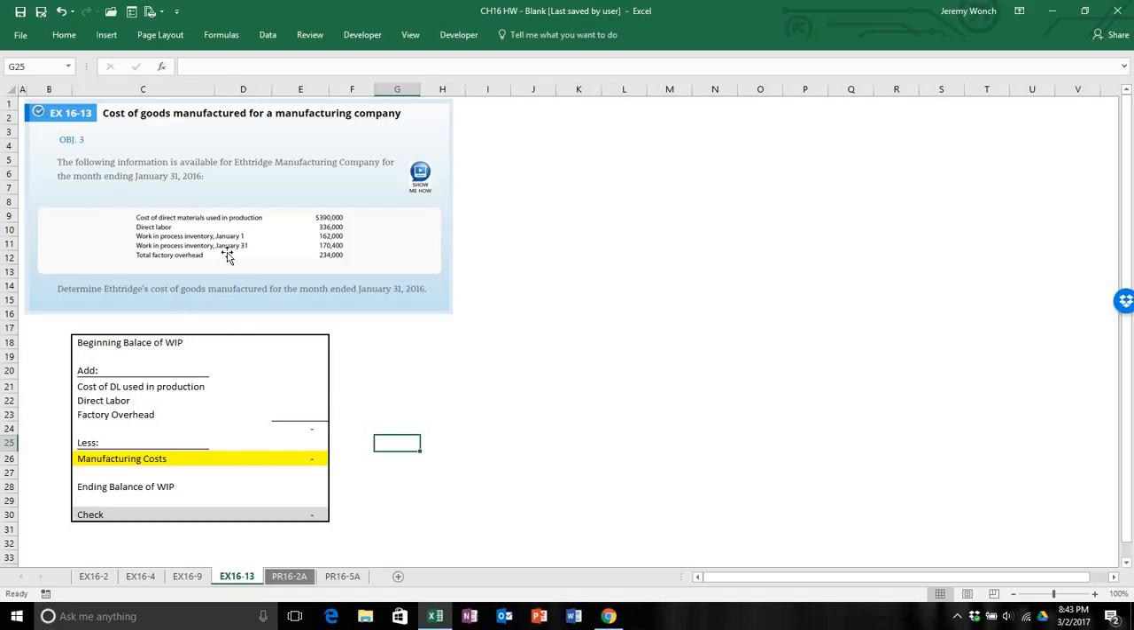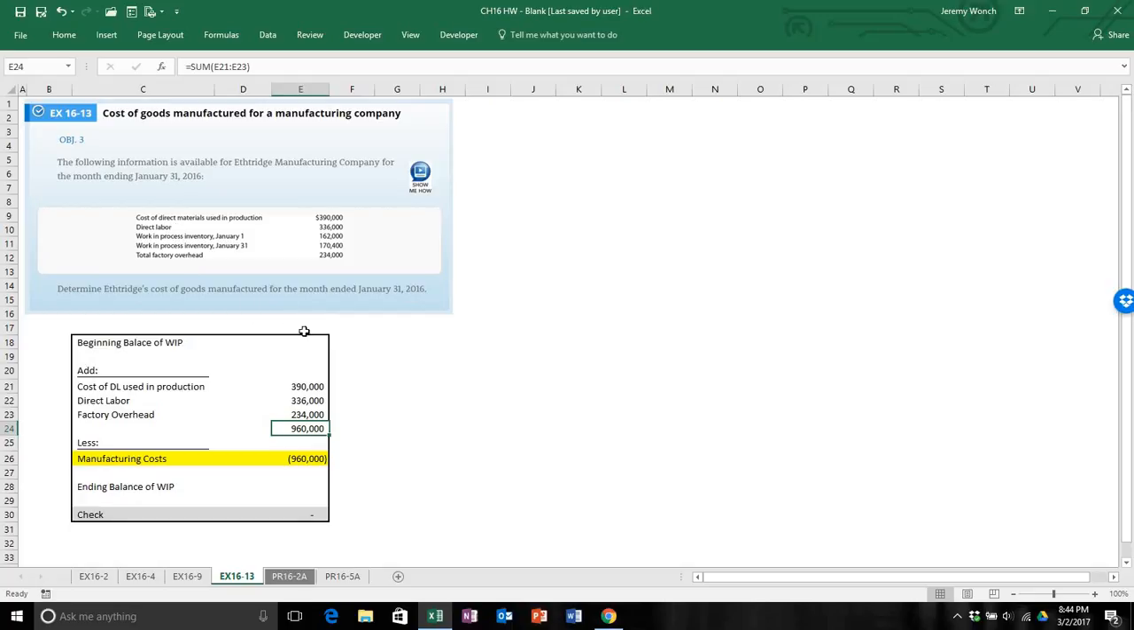So for the information that we have, it gives us the cost of direct materials for the period. And so that's going to be $390,000. It gives us our direct labor for the period, which is $336,000. And down here at the bottom, it gives us our factory overhead of $234,000. So we've added $960,000 to the process.